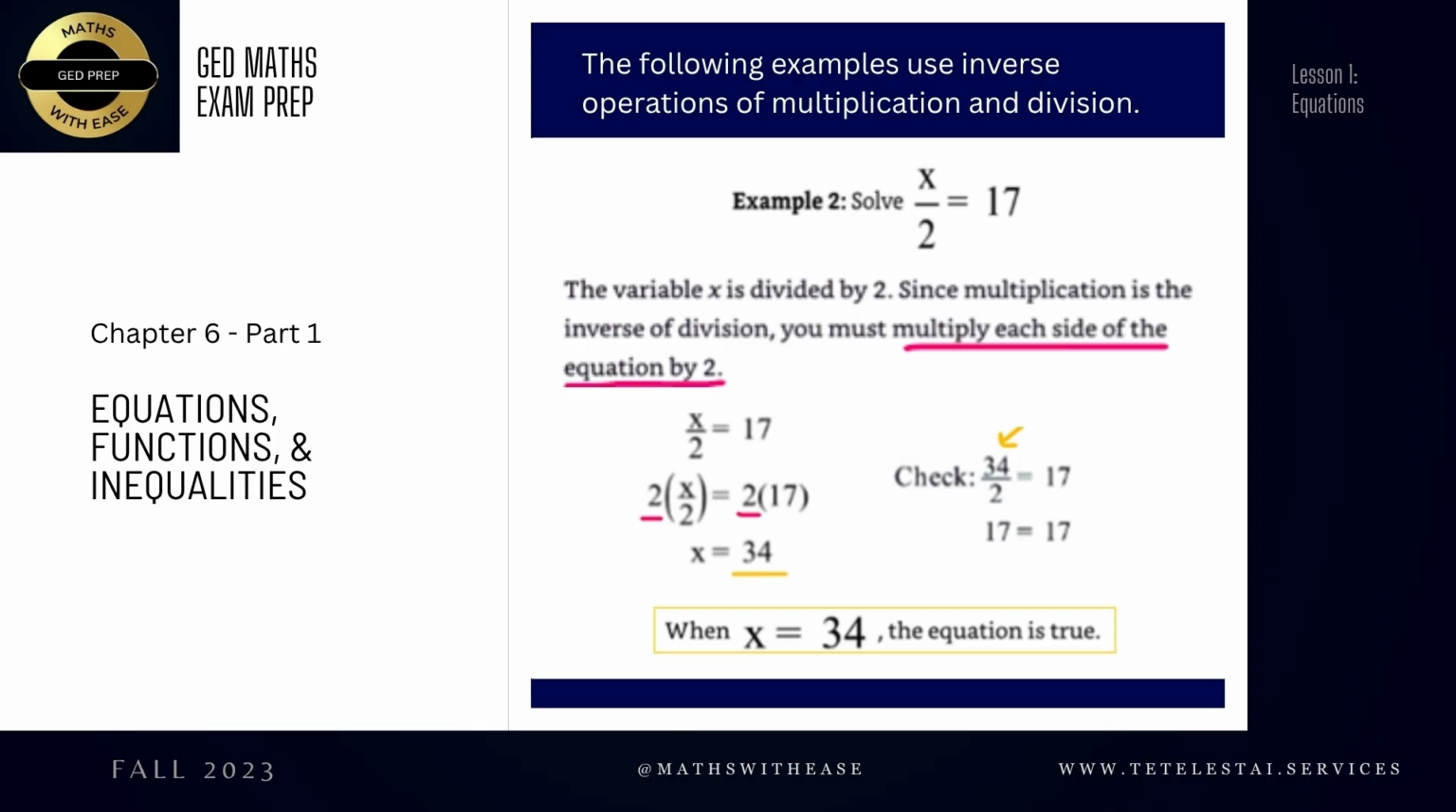2 times 17 is 34. That means 34 is our solution, and we can check by simply plugging 34 into the original equation. 34 divided by 2 is 17. 17 equals 17, and so we know that when x equals 34, this particular equation is true.